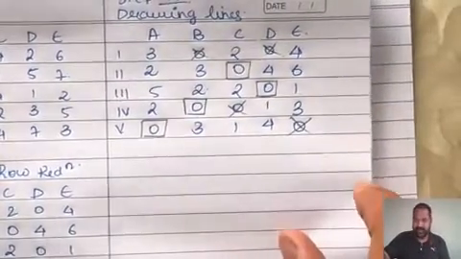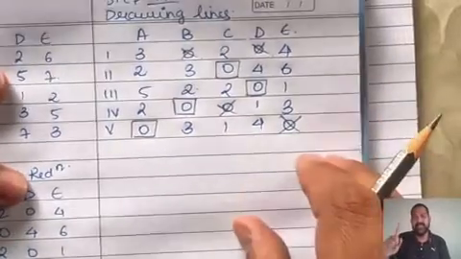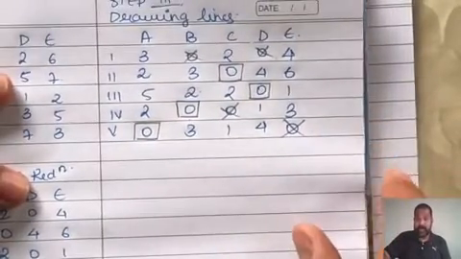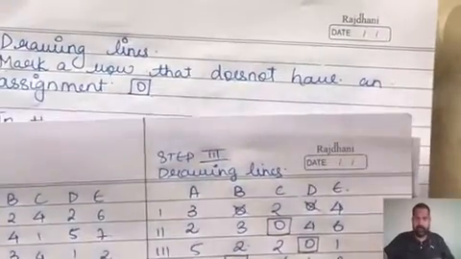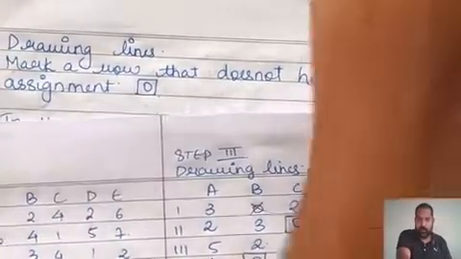So we are drawing lines. How? Step 1. Mark a row that does not have an assignment. If you want it in front of you, here it is. If it doesn't fit, let me unzoom a little.